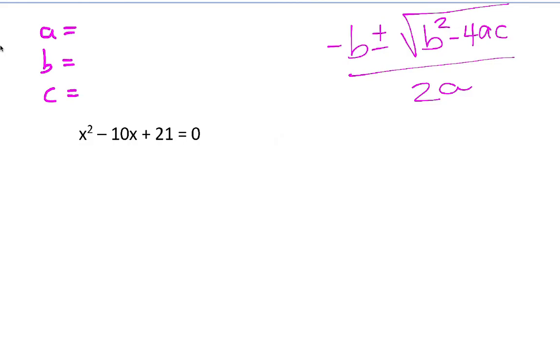Okay, so remember, a value is the coefficient to your x squared. So you look at x squared, look at the number in front of it. Well, that is 1x squared. To find b, you go look for your x and look for the number in front. Well, I see a negative 10. And your c value is the constant, the number by itself, which is a positive 21. So now all I have to do is use these numbers to plug into this formula right here.